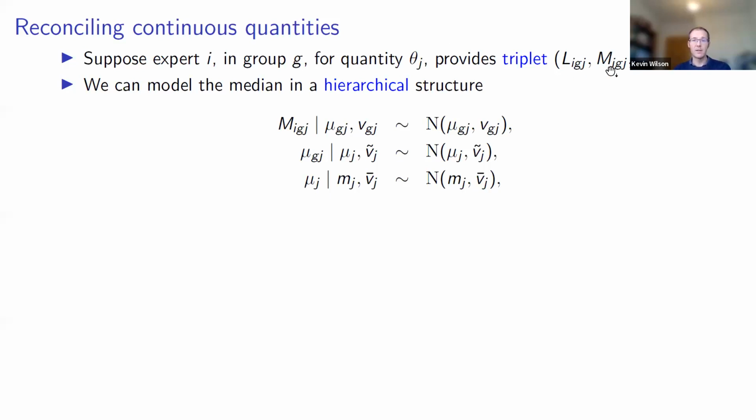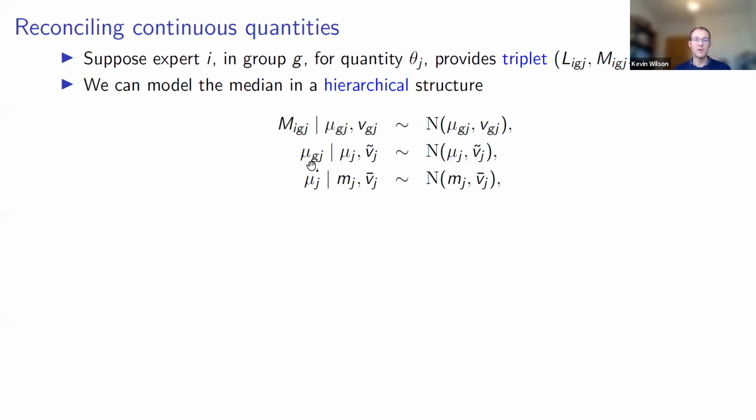So first of all, if we consider the medians given by all of the different experts, then we say the median for expert i in group g just comes from a normal distribution centered on some overall mean for all the experts in group g, with some variance. And then we have a group level in the hierarchical structure.